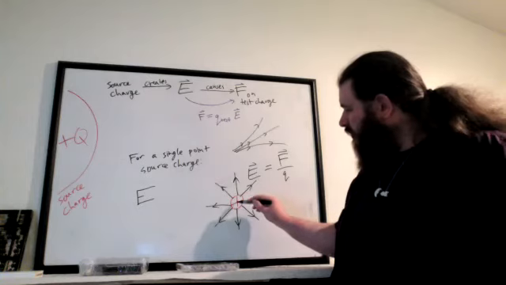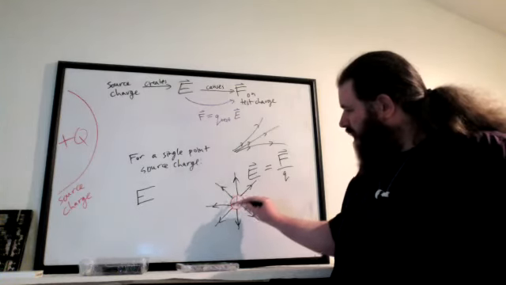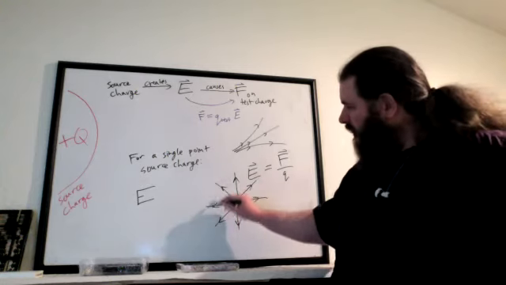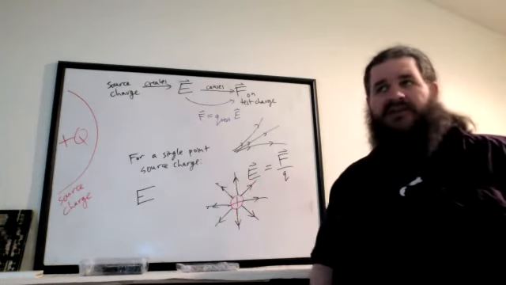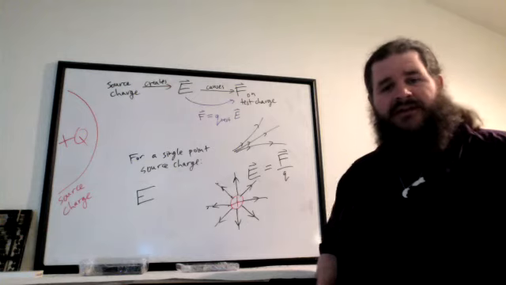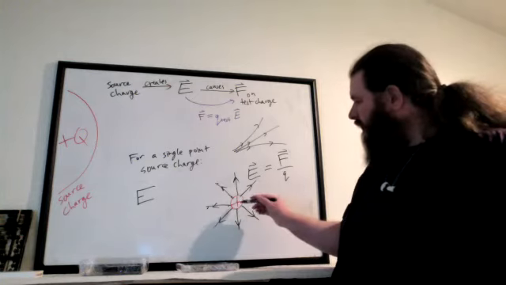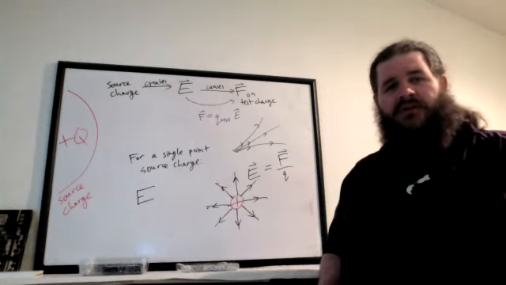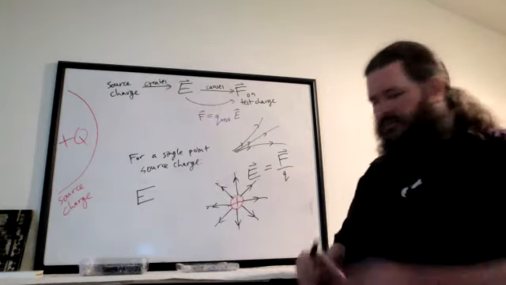So in the region close to the source charge, these lines are close together, meaning we've got a strong electric field. Further out, these lines are more spread out. So that signifies a weaker electric field. So this field line diagram does indirectly show the strength of the electric field based on how close or far the lines are from each other.